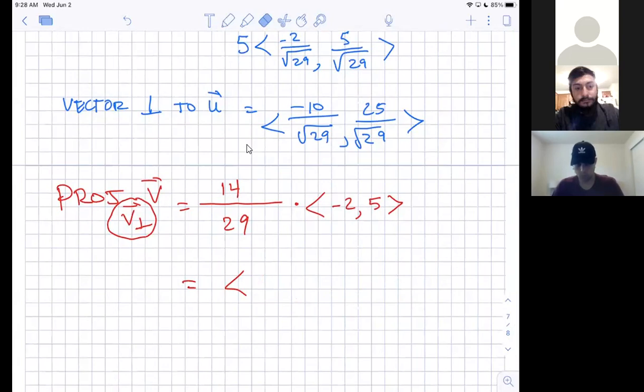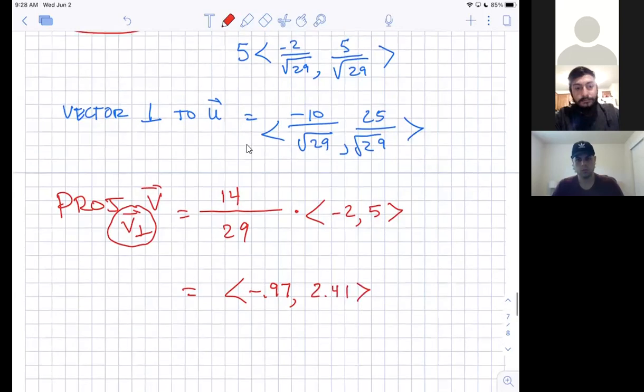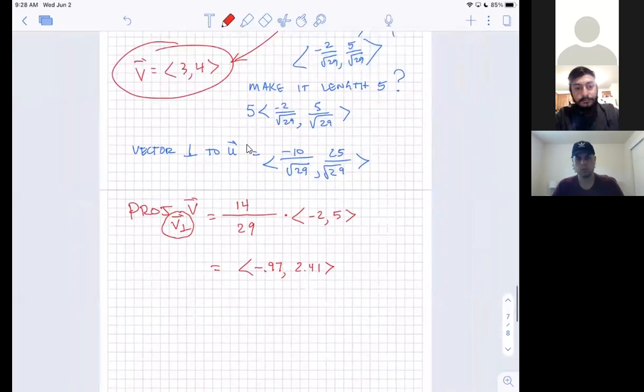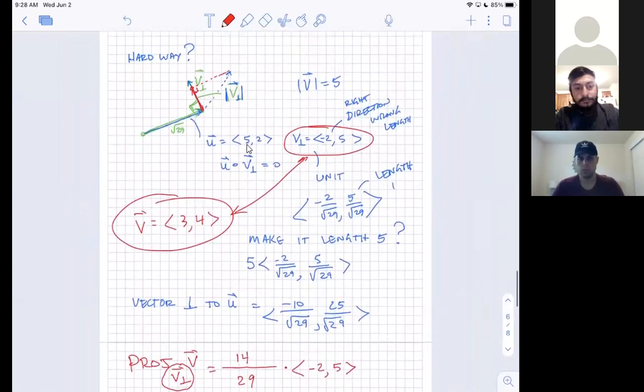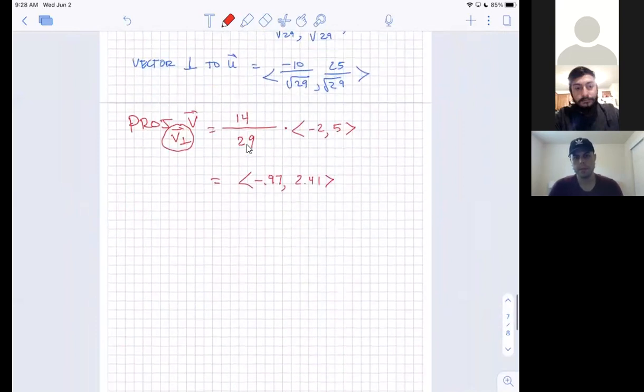So I get negative 0.97 and 2.41. So that actually looks right now. And so what do we have to do to do this manually? Well, we know our distance is square root of 29. We just have to come up with the size of that force. So I just have to do Pythagorean theorem on those two numbers.